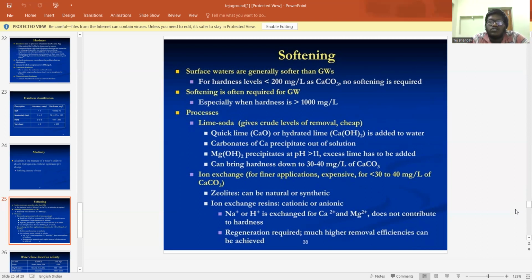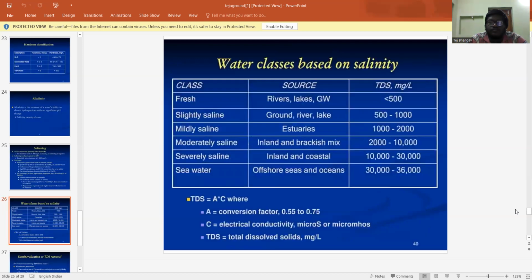Zeolites can be natural or synthetic. Ion exchange can be cationic or anionic. Na plus or H plus is exchanged for Ca2 plus and Mg2 plus, which does not contribute to hardness. Regeneration is required, and much higher removal efficiency can be achieved.